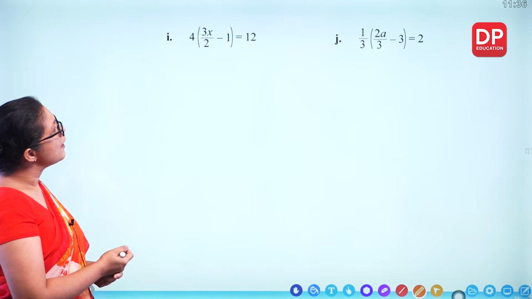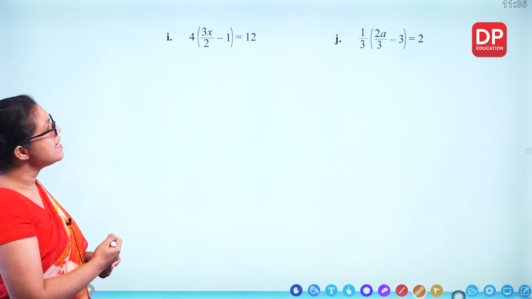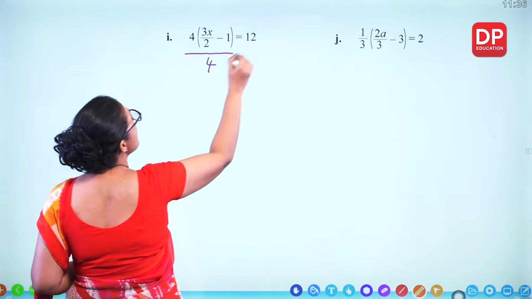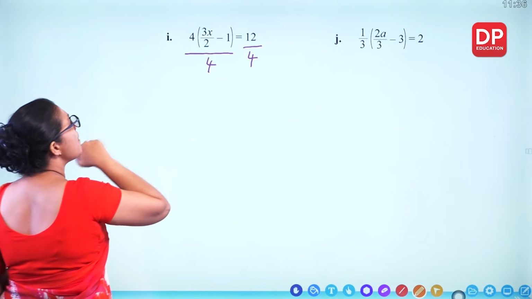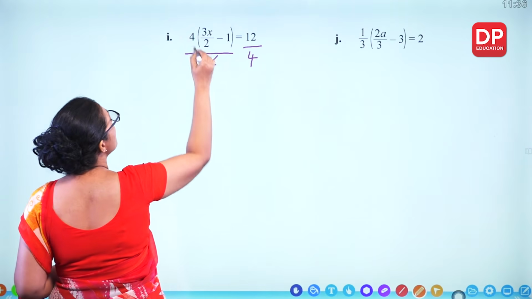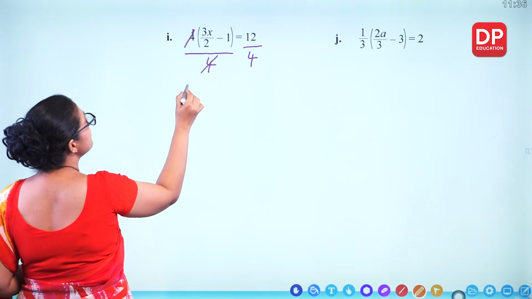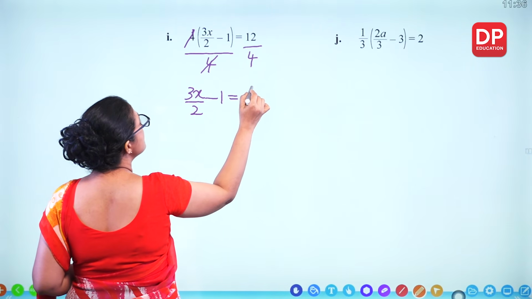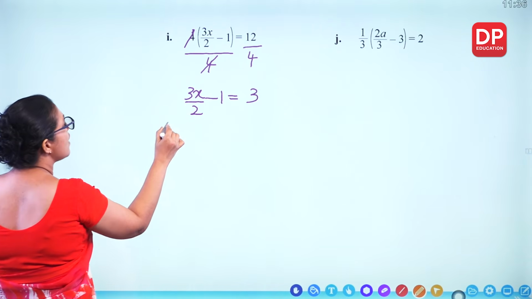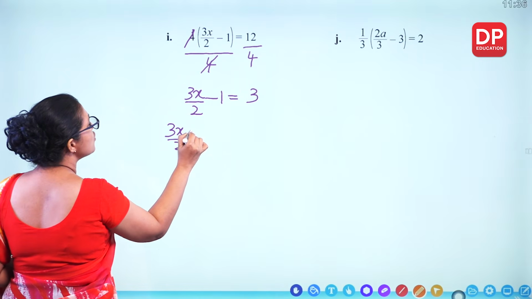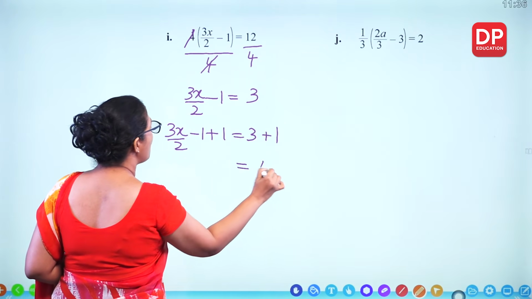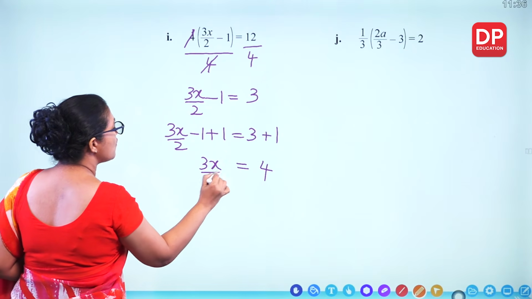This one, you get brackets, but you can easily simplify by dividing both sides by 4 without expanding brackets. 4 gets cancelled out here. You get 3x over 2 minus 1 is 12 divided by 4 is 3. Now add 1 to both sides. You get 4 here. This is 3x over 2.